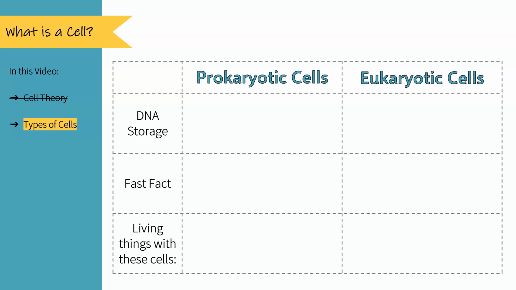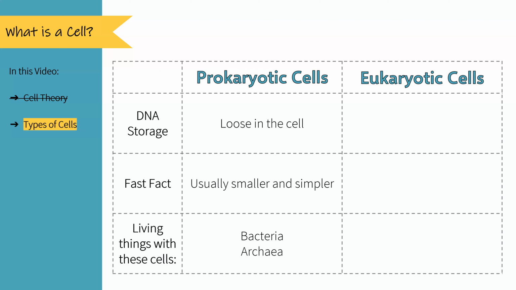We divide cells into two broad categories, prokaryotic cells and eukaryotic cells. One of the main differences between these two cells is how DNA is stored. In prokaryotic cells, the DNA is just loose in the cell. It often forms rings that we call plasmids. Prokaryotic cells also don't have what we would think of as traditional organelles or membrane-bound structures inside of the cell. Prokaryotic cells are usually smaller and simpler than eukaryotic cells, and living things that have prokaryotic cells include bacteria and archaea. They are simple organisms and unicellular.